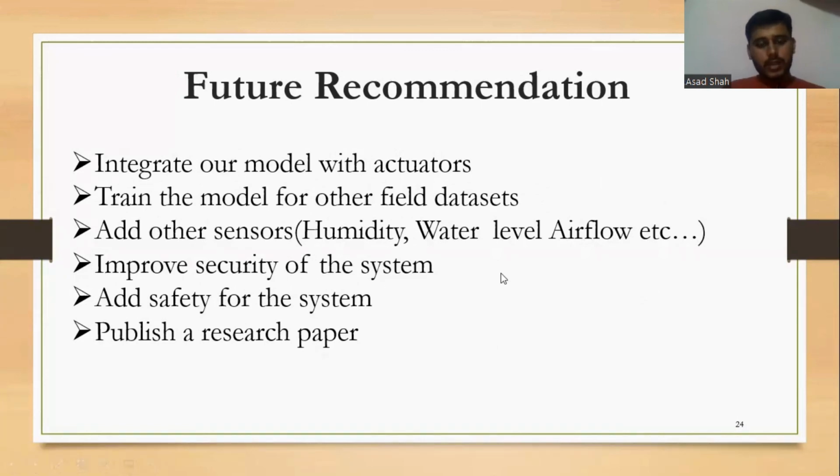And we also need to improve the security of the system, because we will be deploying this system in an open environment, an open field. So we need to consider the security and improve it. And we need to also add safety for the system. And we will be writing a research paper on this topic as well.